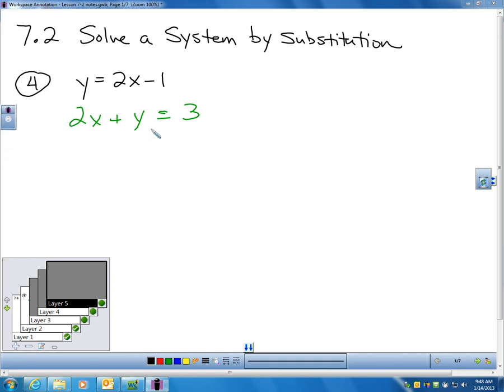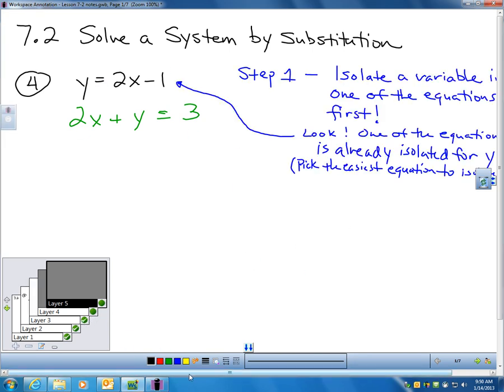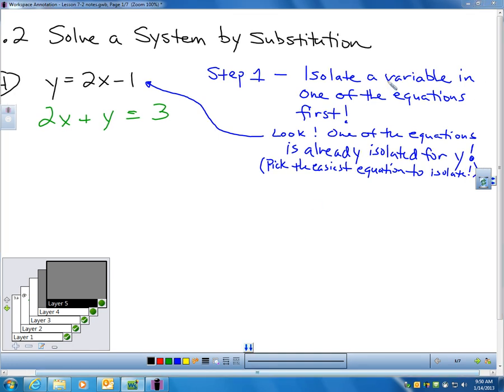So first of all, number 4, here's our 2 equations. We have y equals 2x minus 1 and 2x plus y equals 3. I wrote them in different colors to make it easy to track. Now, here's the first thing. The first step is to isolate a variable in one of the equations first. Now, you got to be careful with this stuff. I'm going to put a little star next to it, okay?